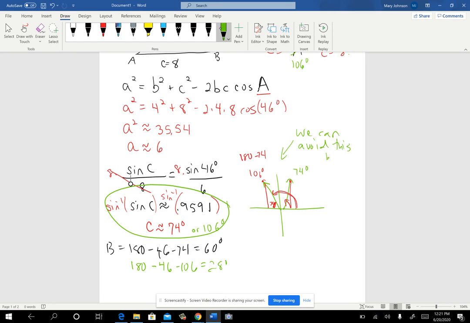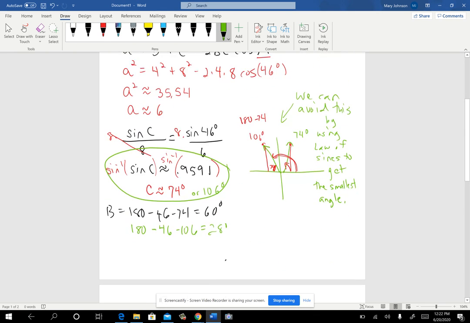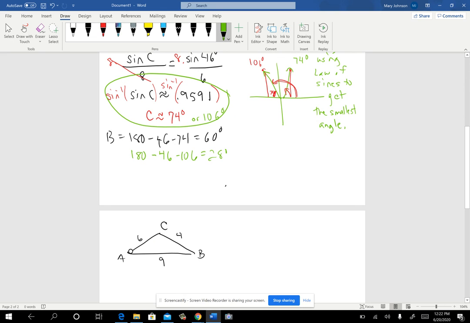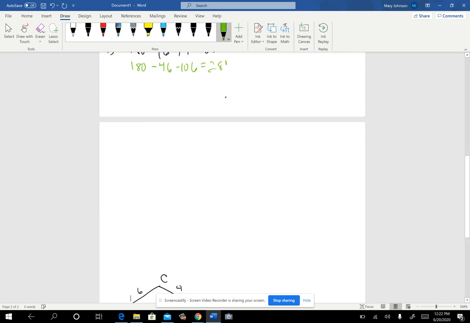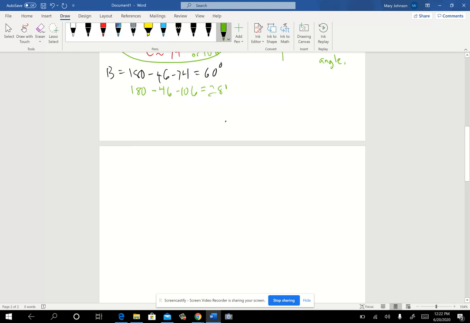We can avoid this by using the law of sines to get the smallest angle first. We know it has to be acute. You can't have two obtuse angles. So that's the idea. We can avoid this situation by using the law of sines to get the smallest angle first, okay? All right, so here's what we should have done. Let me go ahead and leave that, and I'll just put in some spaces here, and we'll do it again from where we were at, okay?